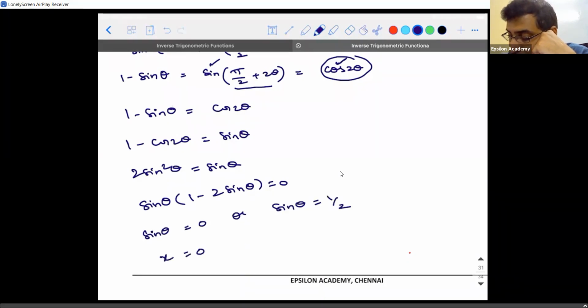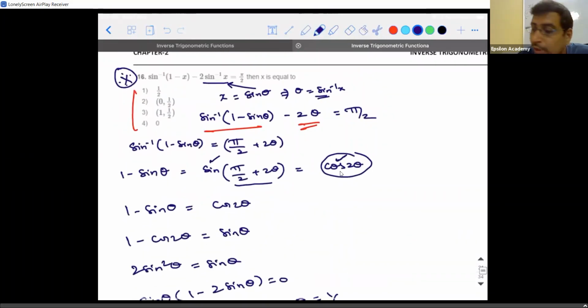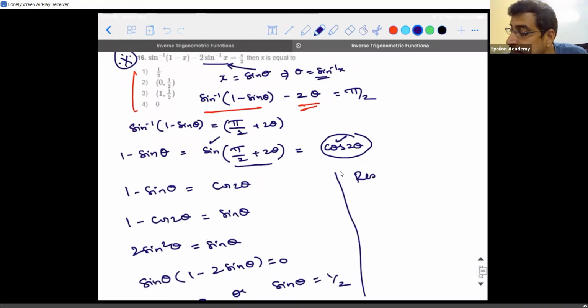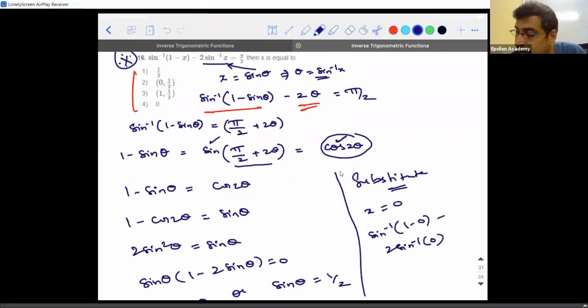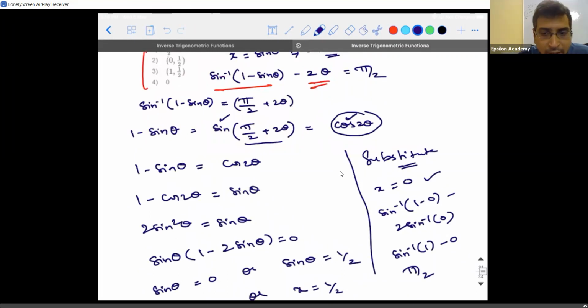But what is sine theta? x is equal to 0 or x is equal to half. Correct? But we did a problem yesterday, no? If you get two values of x, what are we supposed to do? Substitute and check. Remember yesterday you asked me this question. If you substitute x is equal to 0, then what are you going to get? Sine inverse of 1 minus 0 minus 2 sine inverse of 0 on the left hand side. Sine inverse of 1 is pi by 2. So 0 is satisfying. Correct?